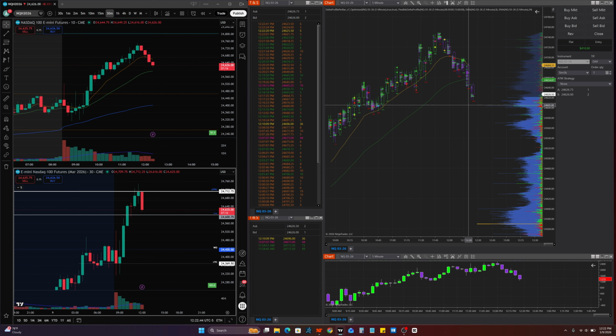So 600 is a level where I would expect a bounce. If that breaks, then this gap will probably get closed. You'll see some value being built up here, and then we can go up from there.